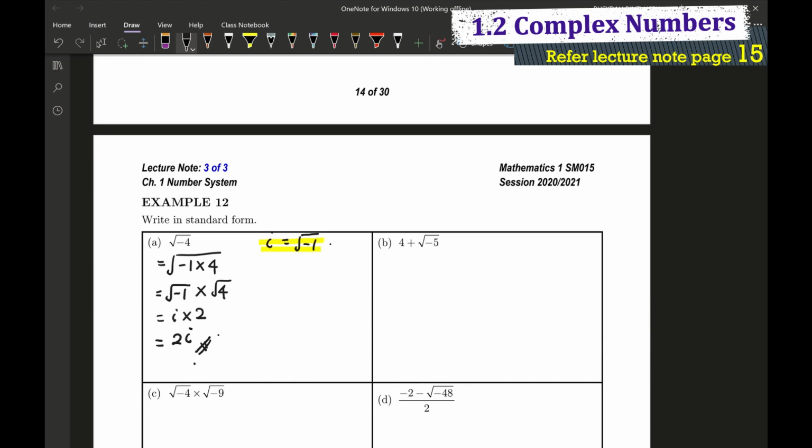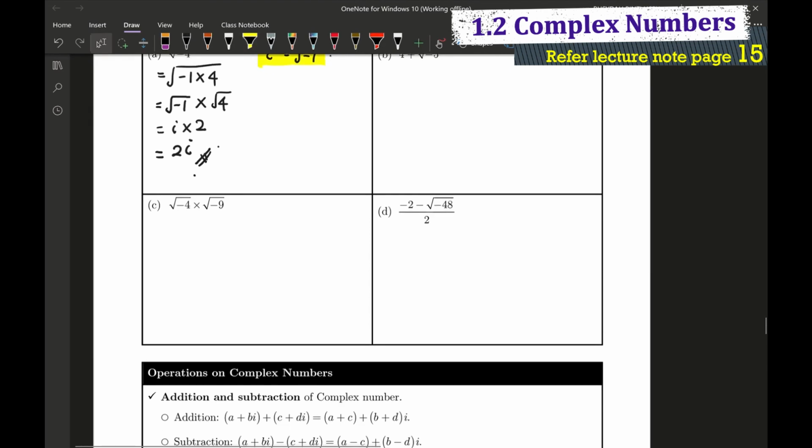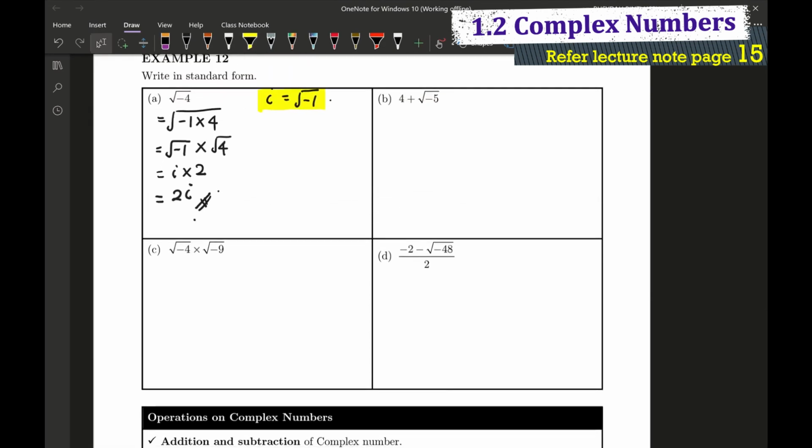So whatever it is goes to our definition. Okay, what's our definition again? i is equal to square root of negative 1. That's a very simple example, right? Now we go to a more complex one. Okay, we go to example D. Can we go to example D, class? Go to your example D, whereby we have negative 2 minus square root of negative 48, divided by 2.